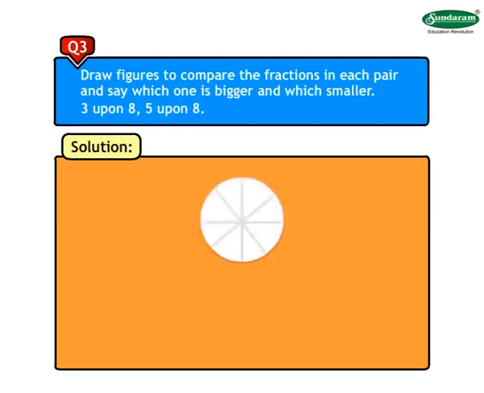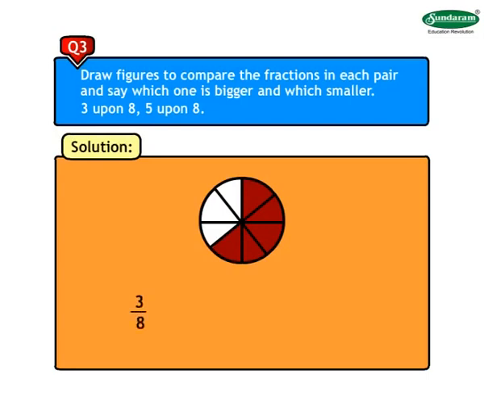Similarly, for the next fraction, draw the same figure. Now, check the numerator of the next fraction, 5 upon 8. It is 5. Now show 5 colored parts out of the 8 equal parts. Since the denominators of both fractions, 3 upon 8 and 5 upon 8, are equal, we will compare the numerators of the fractions. Now, 5 is greater than 3. Hence, the answer is the fraction 5 upon 8 is greater than 3 upon 8.